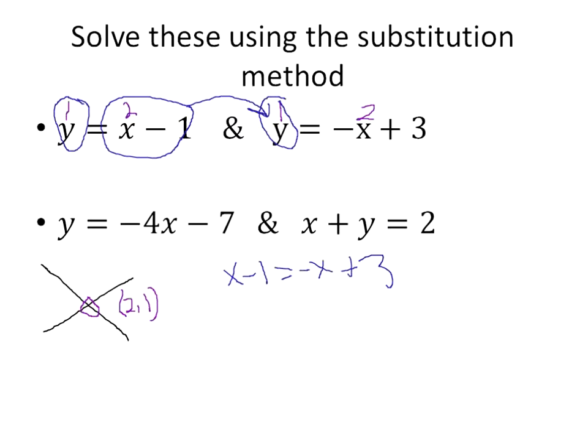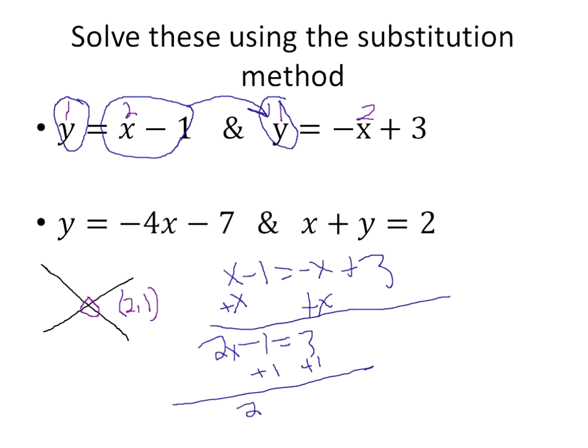Once I've done that, all I have to do is solve the problem for x. So I'm going to add x to both sides here. You could have subtracted x from both sides from the other side, trying to get rid of the x on the other side. Then I get 2x minus 1 equals 3. And I'm going to add 1 to both sides, and I get 2x equals 4. And therefore x equals 2, which is what I told you earlier that point happened to be from graphing.